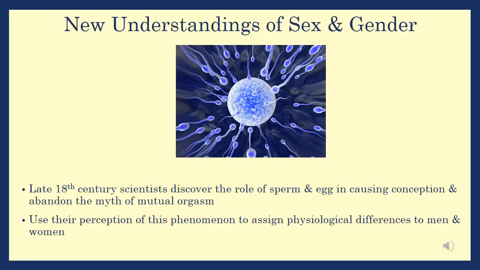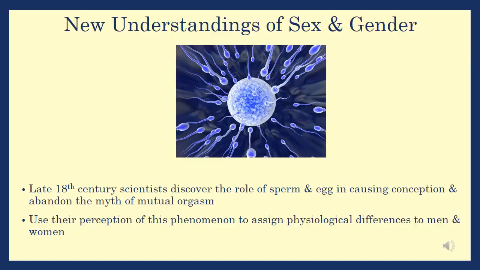So by the time we get into the late 18th century, scientists at this point have discovered the role of the sperm and the egg in causing conception, and they've abandoned this previous myth. And so what they do is they take the role of the sperm and the egg, and they use this phenomenon to assign physiological differences to men and women. So they say that the egg is passive and it waits quietly, if you will, while the sperm are searching it out in order to impregnate the woman.